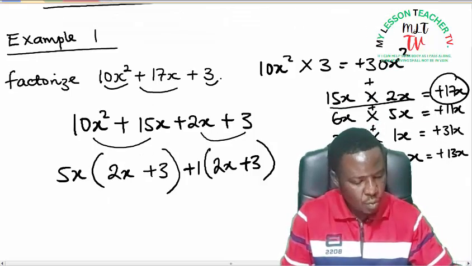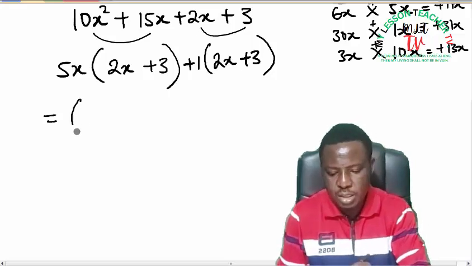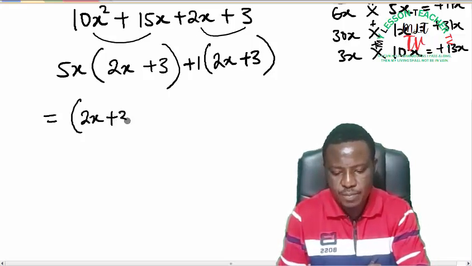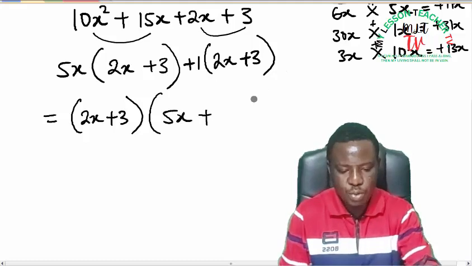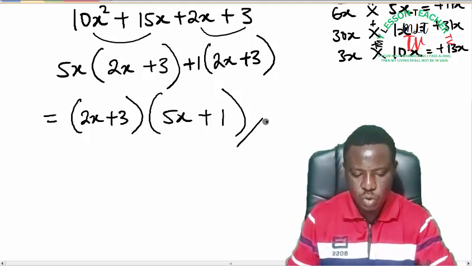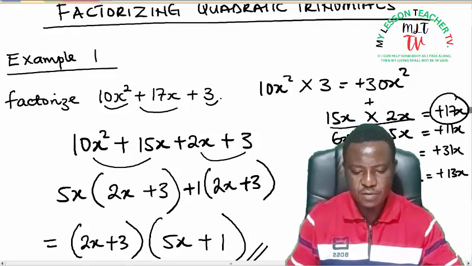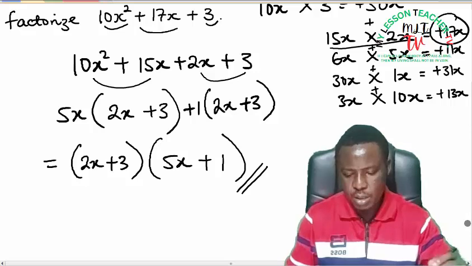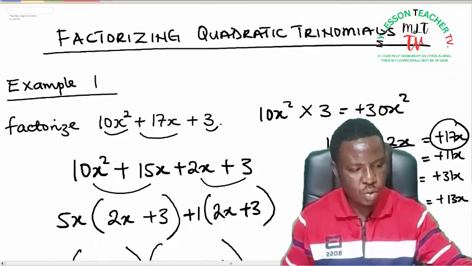So, factorizing it further, because 2x plus 3 is still common, this gives us 2x plus 3. When you factorize out 2x plus 3 from here, you are left with 5x plus, do the same with this, you'll be left with plus 1. So we have been able to factorize it into this. So 10x squared plus 17x plus 3 is said to be bracket 2x plus 3 into bracket 5x plus 1. So we shall take another example.